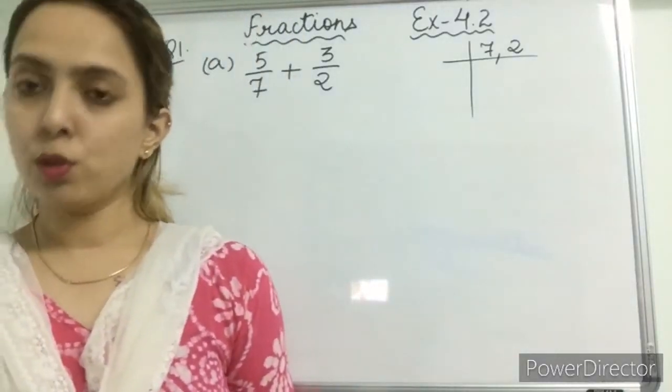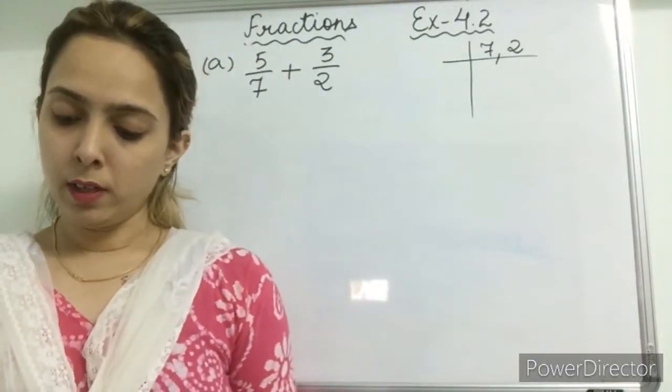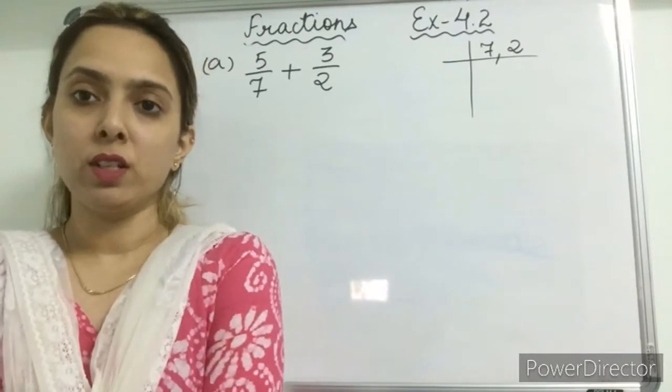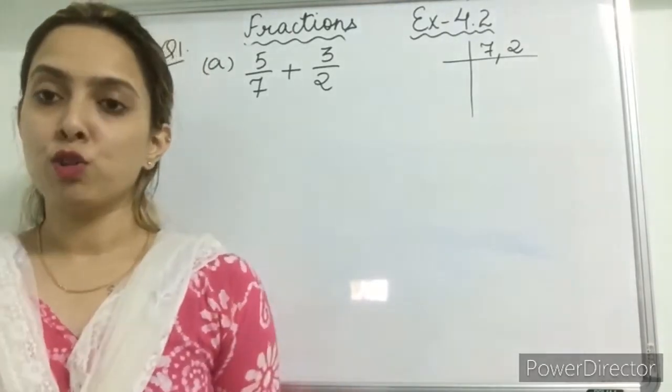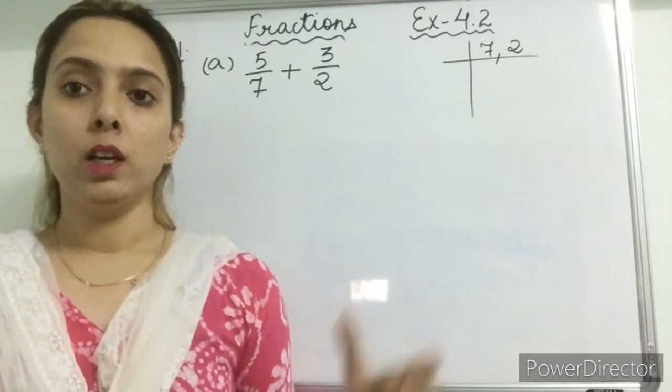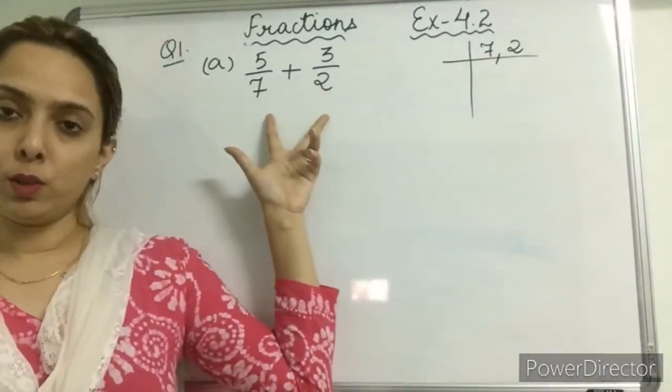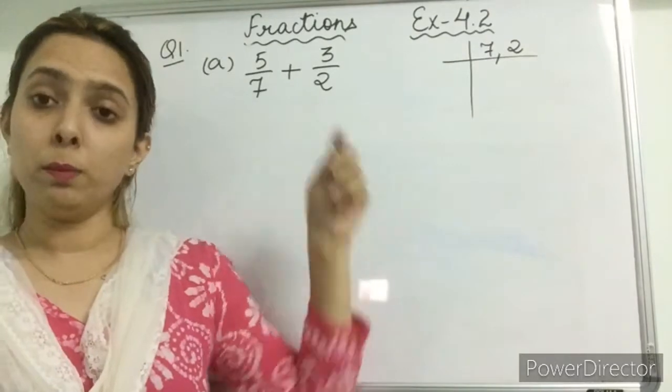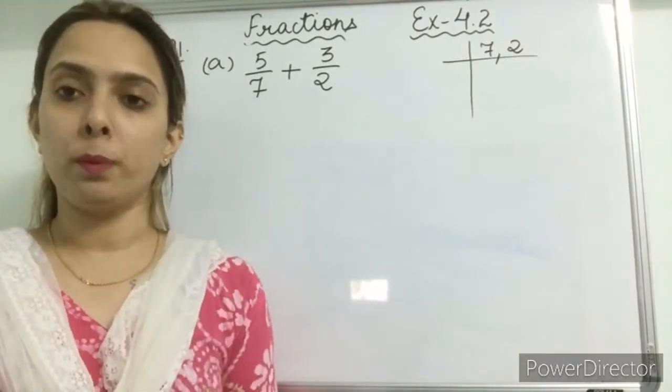Exercise 4.2, we will do the operation of addition and subtraction. It is also very simple. The first question is: solve the following. Two unlike fractions are given to us and the operation is addition. You have to be very careful about the operations.